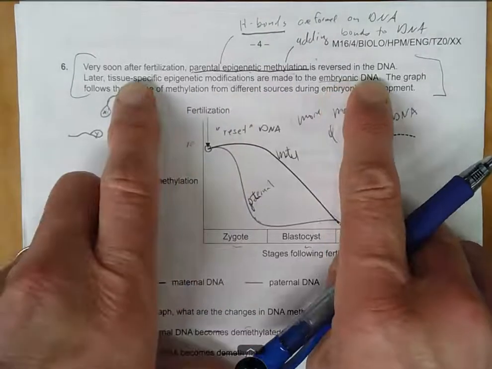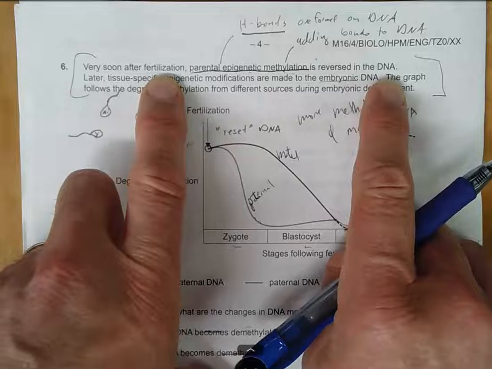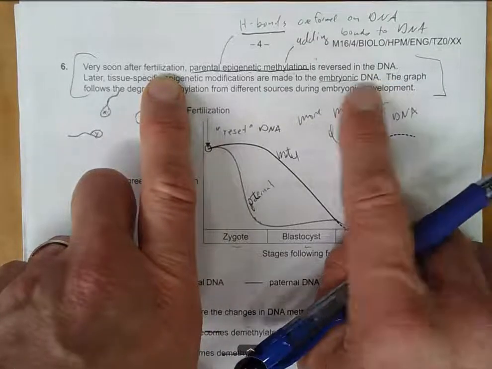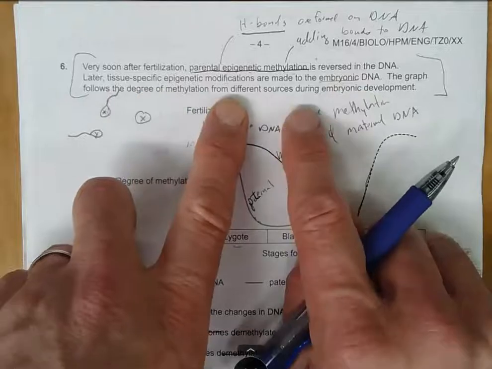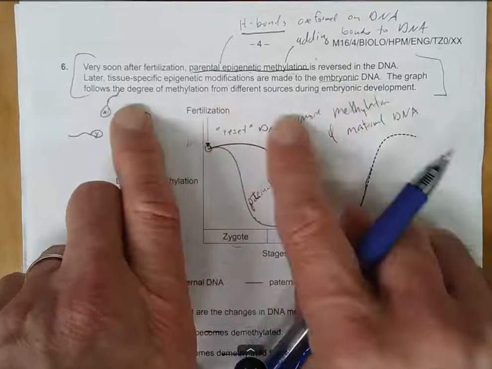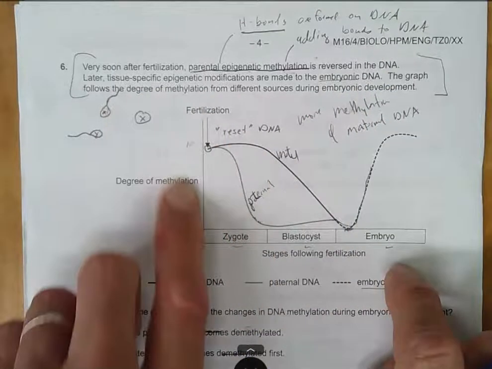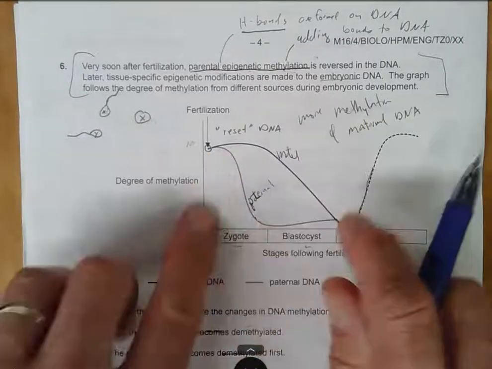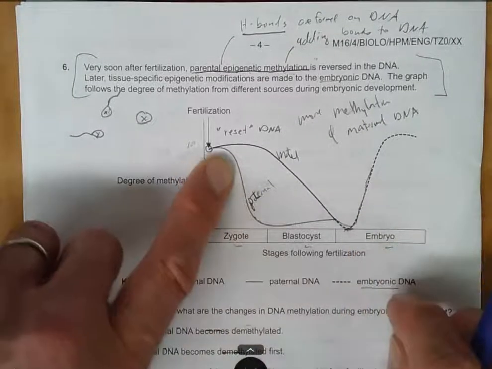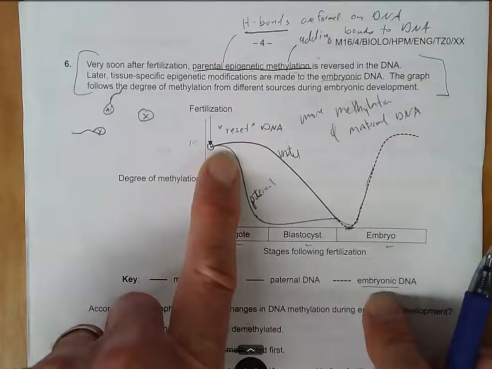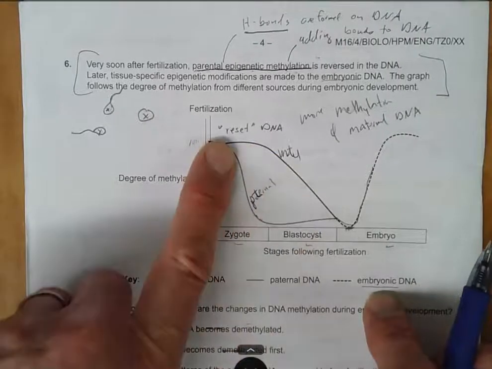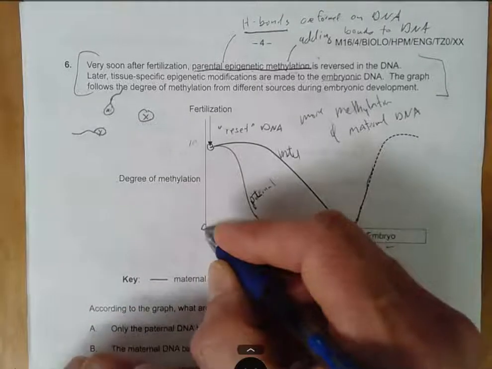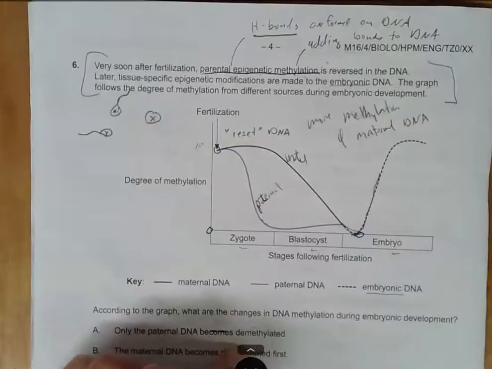It's reversed soon after fertilization. Whatever happened during the parent's life to shut down genes is reversed in the DNA in the embryo. And here it shows the degree of methylation and when it happens. So here, basically we're resetting the DNA. At the fertilization event, we see the paternal is this one line here, and the maternal, that methylation, that degree goes down until it looks like it goes down to 0 based on this graph.